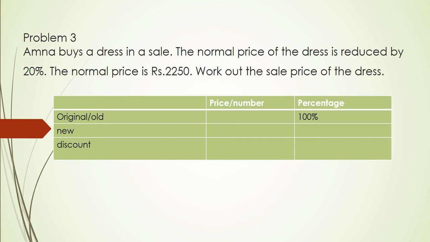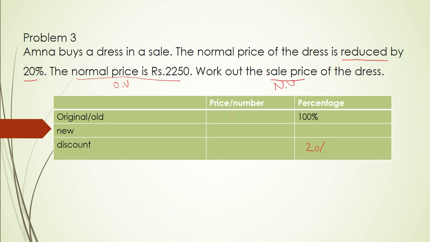Amna buys a dress in a sale. The normal price of the dress is reduced by 20%. So what is the important information? Reduced by 20%. Reduced means less amount, and we are talking about the discount. So we'll write here 20% discount. The normal price is 22.50, which means it is the old price, old value. Work out the sale price. Sale price is always the new value.